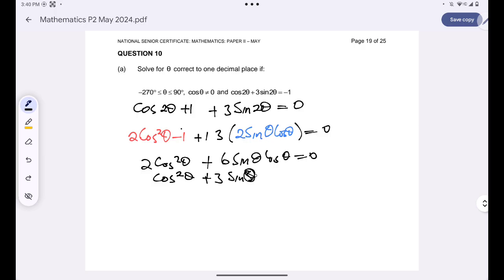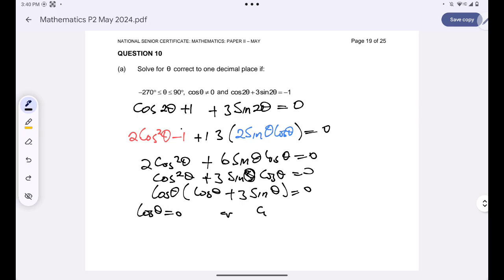sine theta cos theta. I can take out a common factor here, guys. The common factor is cos theta. I'll be left with cos theta plus 3 sine theta is equal to 0. So I'll simply have cos theta is equal to 0, or cos theta plus 3 sine theta is 0.